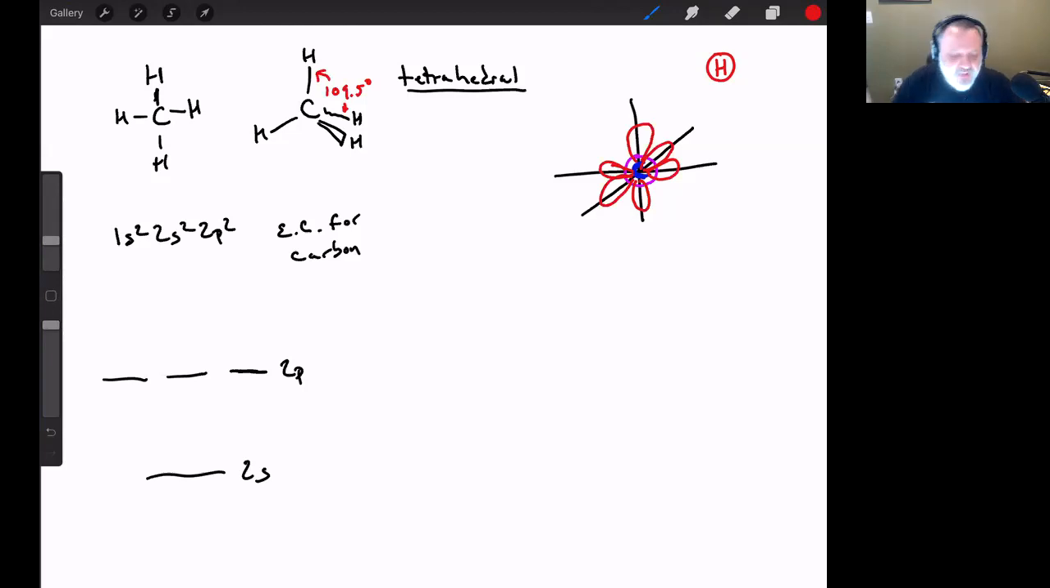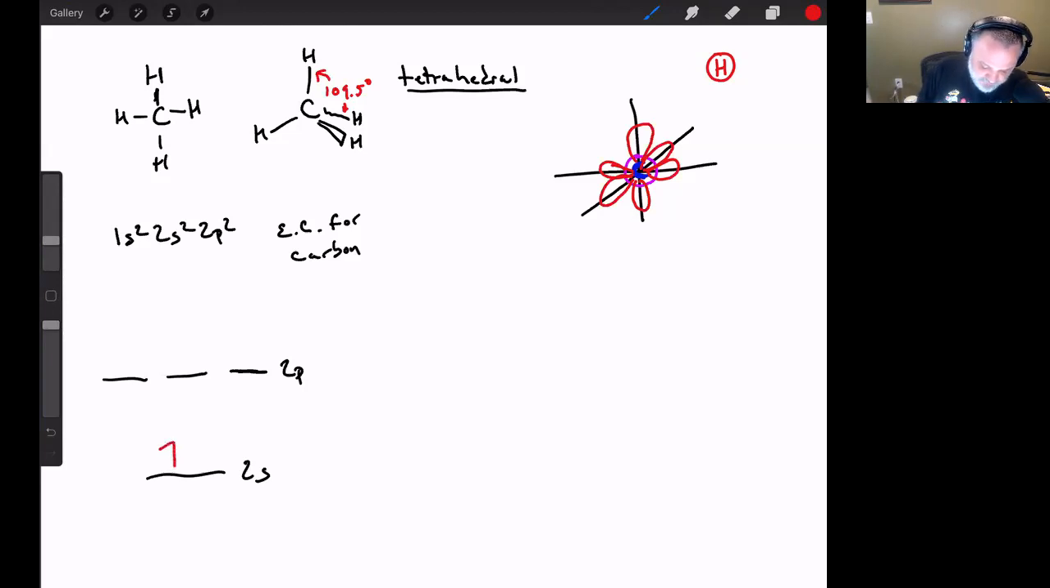And so this is where valence bond theory came in. And they said, well, we can use mathematics to take this s orbital and these three p orbitals, and we can mix them up in a way that then matches our experimental observations.